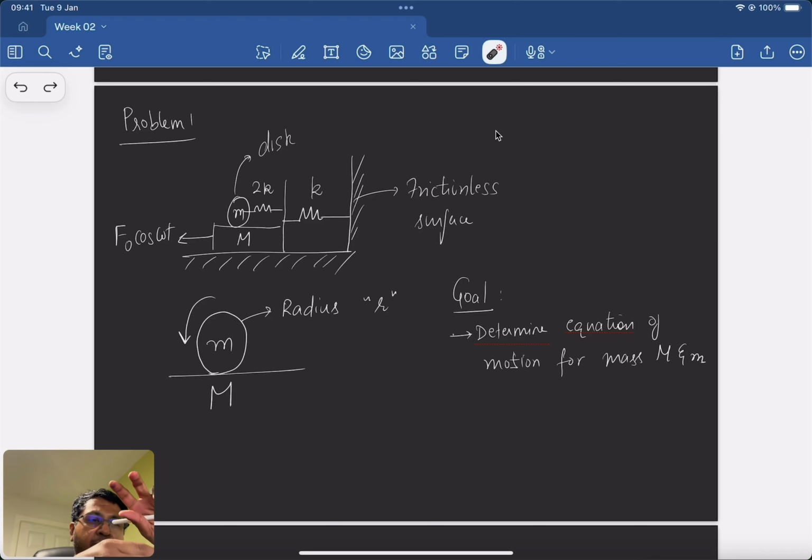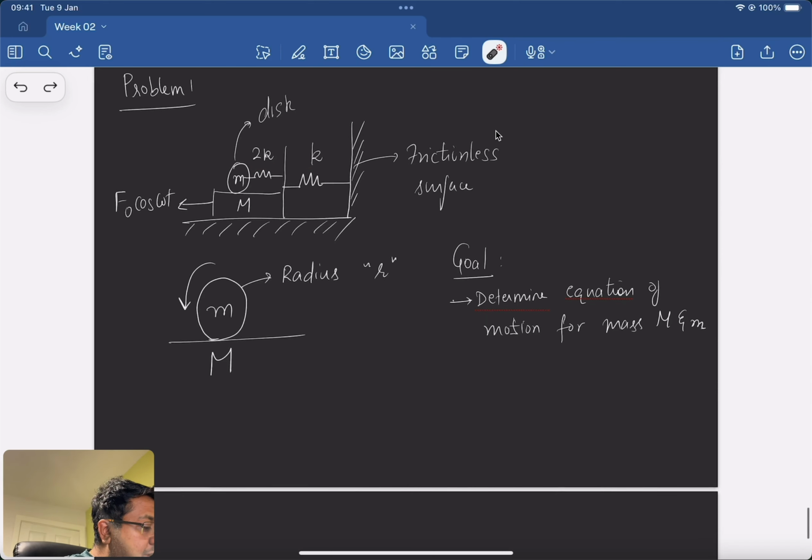The center of mass has a translation motion for the top one because the bottom mass is moving. In addition to the sliding, it is also rolling. So the top mass has two motions. One is the sliding along with the bottom mass. The second is rolling on top of the bottom mass. So there are two springs here. One is of spring stiffness K, one is of spring stiffness 2K.